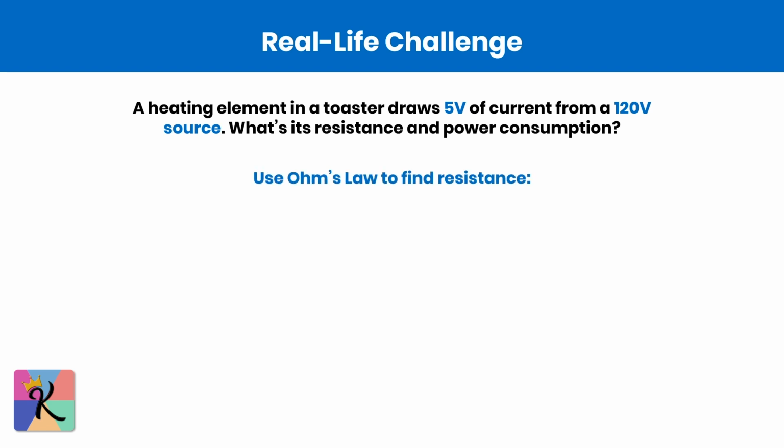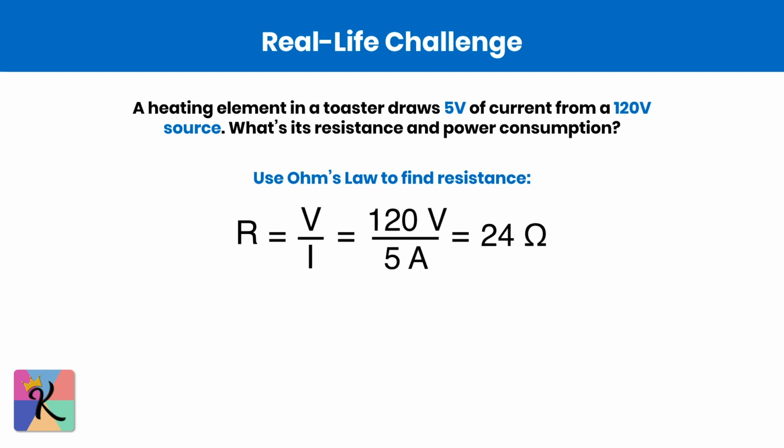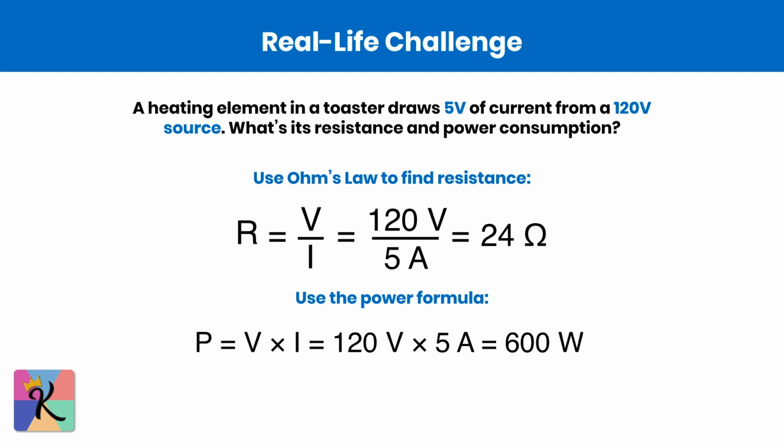First, use Ohm's law to find resistance. R equals V divided by I, which equals 120 volts divided by 5 amperes, resulting in 24 ohms. Next, calculate power using P equals V times I, which equals 120 volts times 5 amperes, resulting in 600 watts. The resistance is 24 ohms, and the power consumption is 600 watts.